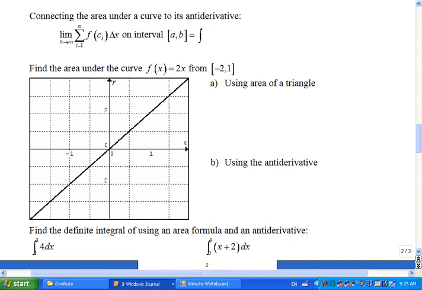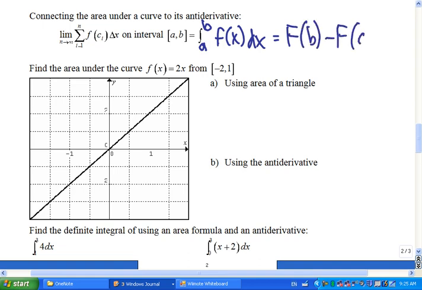Okay. If I wanted to figure out the area, now I'm going to have to do it. We're going to put bounds on the integral, and it's going to be f of x times dx, or the antiderivative at b minus the antiderivative at a.